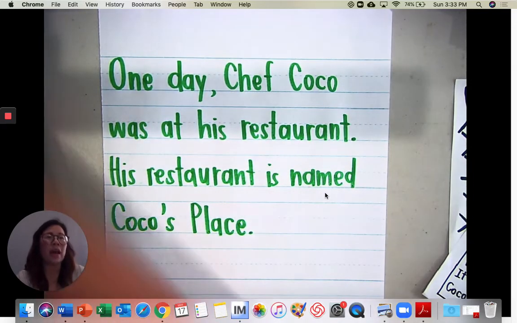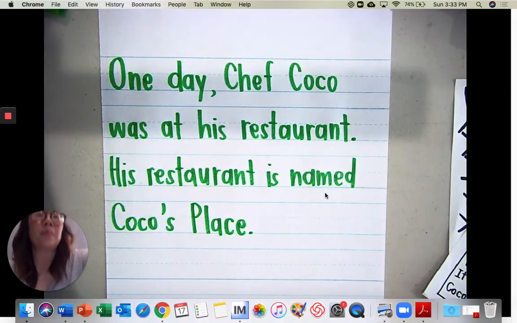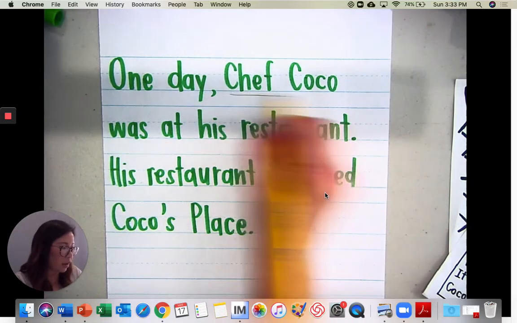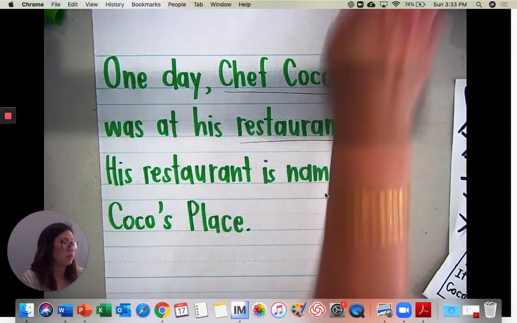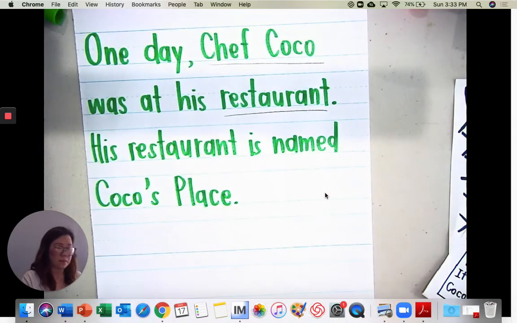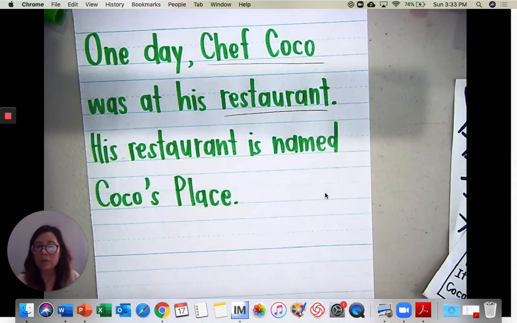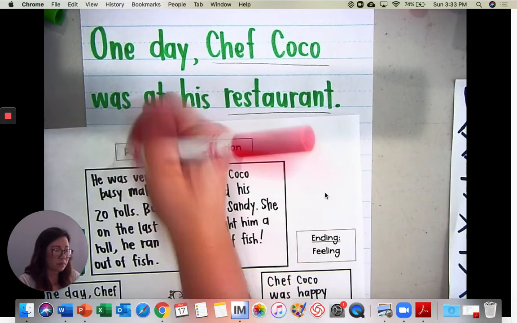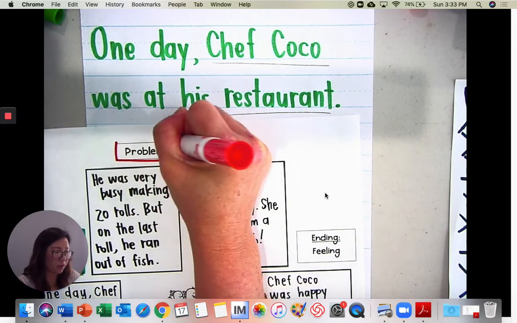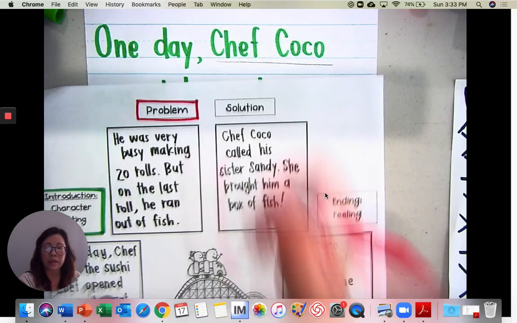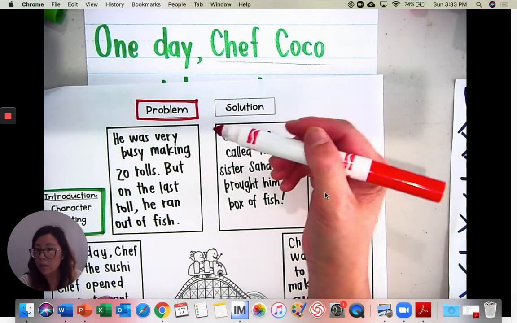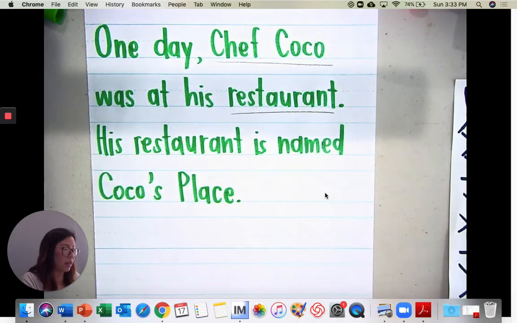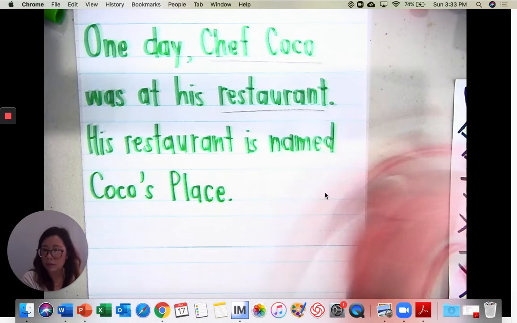Here I have, I'll use my pencil. Here I have my character, and here I have my setting. Okay, so now I'm going to write about the problem. I'm going to start telling about my story and introducing the problem in my make-believe story about Chef Coco. So now I'm going to be working on the problem. And here I was talking about how he's making 20 rolls, and on the last roll he ran out of fish, okay? So I'm going to now write my story.